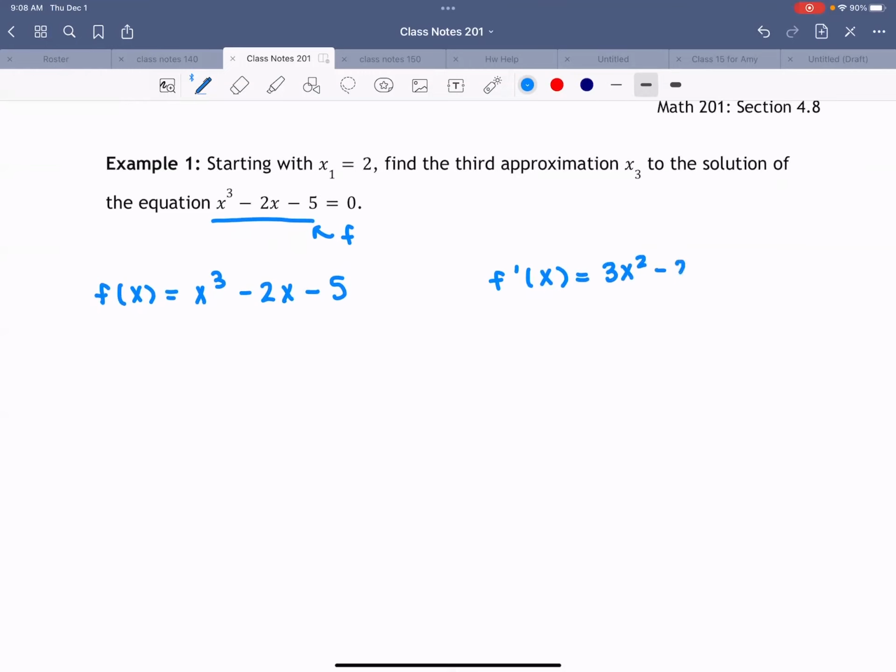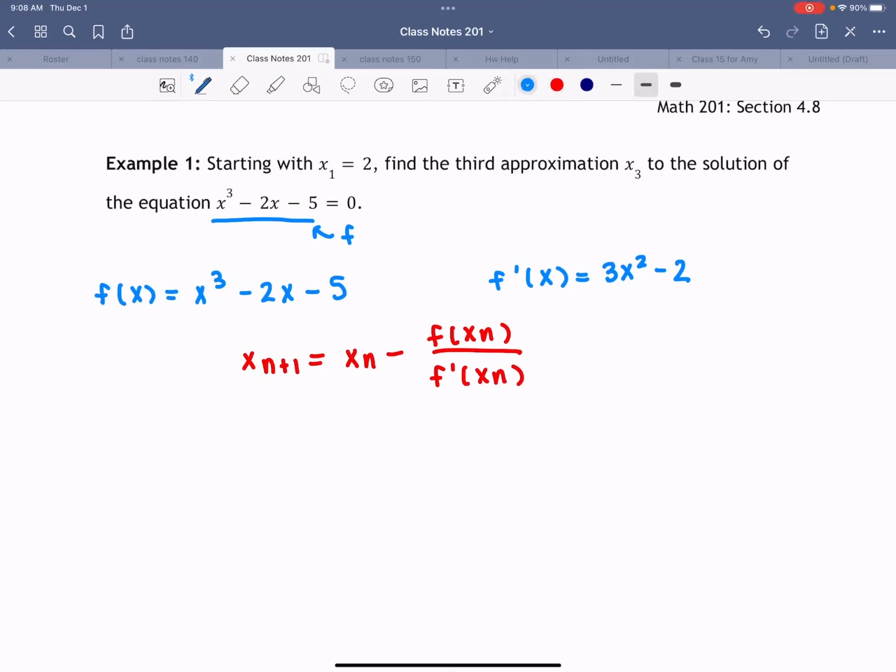3x squared minus 2, perfect. Okay. So let me lead you through how we would go about Newton's method. I know that the formula for Newton's method says this: x_{n+1} equals x_n minus f of x_n over f prime of x_n. So that's the formula that we have to memorize.